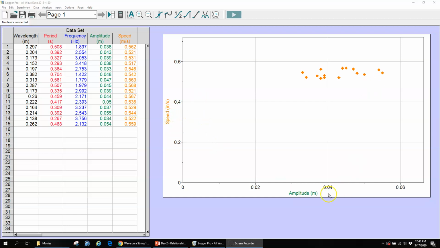We already saw the result for speed versus amplitude. How does speed result from amplitude? Well, it doesn't really change as amplitude changes. So here's, I really make a big wave, same speed. I really make a small wave, same speed.